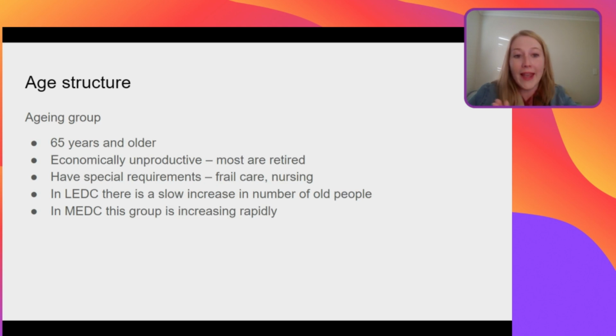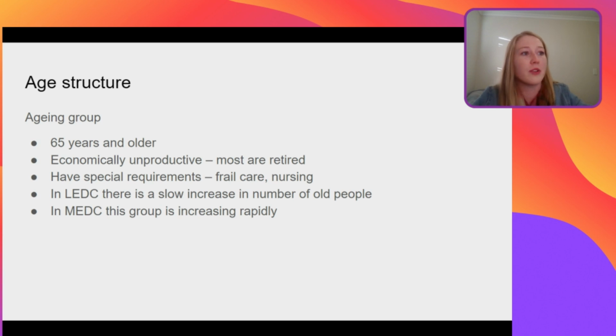Then we get to the aging group. So the aging group is anyone older than 65. At this point, they are usually retired and they don't have their own income. So they are dependent on the economically active group or the government, their country.